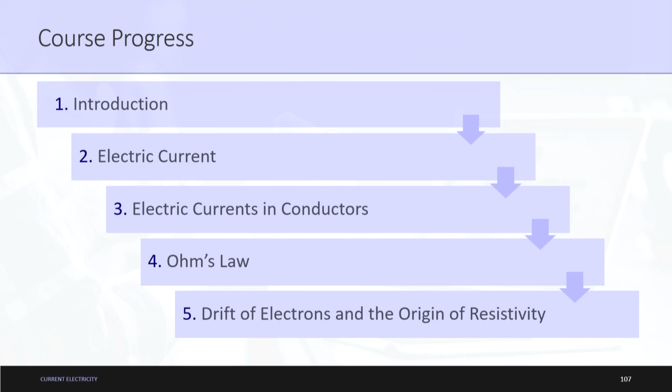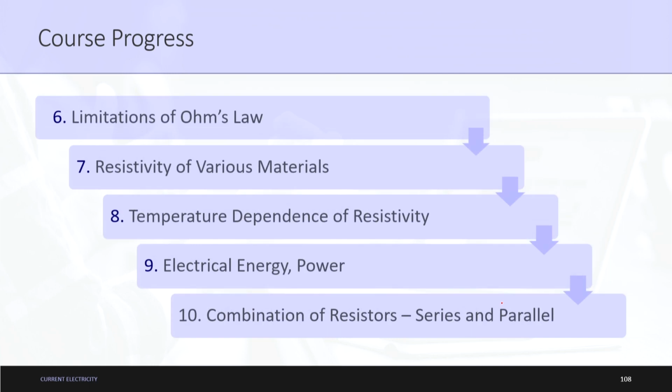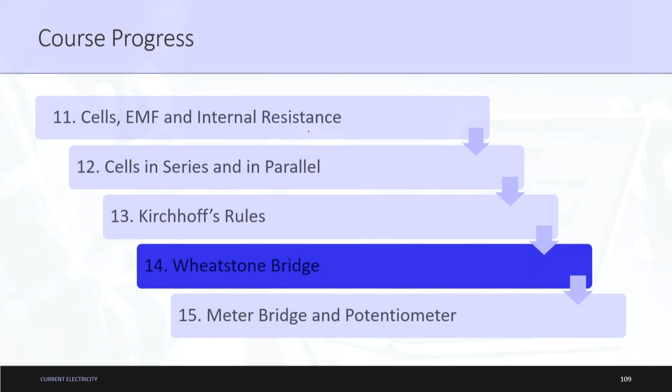So, the course progress for you: we started with the introduction of this chapter. Electric current was done, that is the mathematical formulation, then electric current in conductors followed by Ohm's law, drift of electrons and origin of resistivity, limitations of Ohm's law, resistivity of various materials, temperature dependence of resistivity, electrical energy and power, where we found the value of V into I, that is equal to I square R is equal to V square by R. Then combination of resistors, series and parallel, was done. Cells, EMF and internal resistance are the new different formulation of what is EMF.